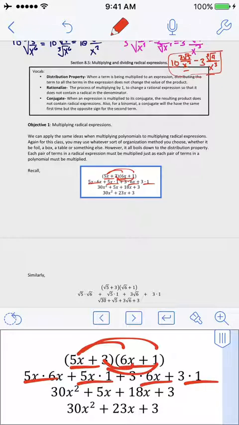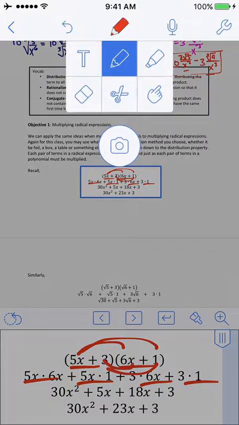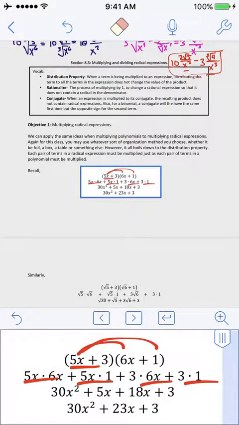If you want to use a box to organize it, or use FOIL to make sure you got everything, go for it. But that's what it is at the end of the day: you're just multiplying each one.